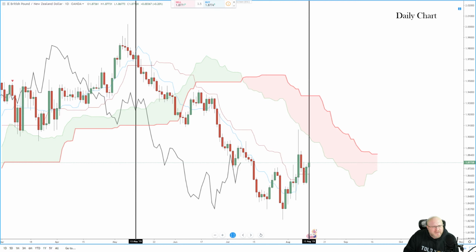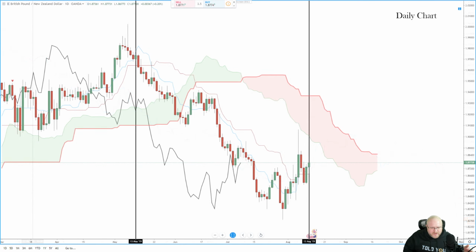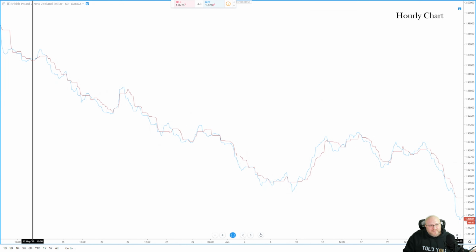So here's a daily chart of the pound Kiwi, the British pound and the New Zealand dollar. It's a foreign currency pair on the daily chart. Now I've put these two vertical black lines. This is from back in 2019, May 13th through August 13th of 2019. Now, if we break it down to the hourly chart, get rid of everything on the screen and leave only the Tenkan Sen and the Kijun Sen, this is what it looks like.